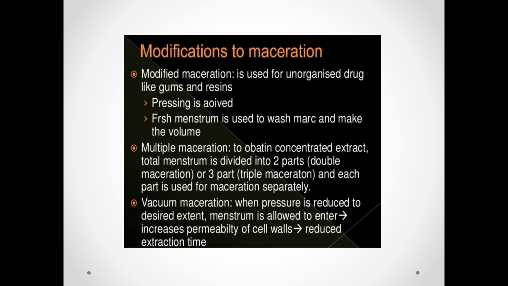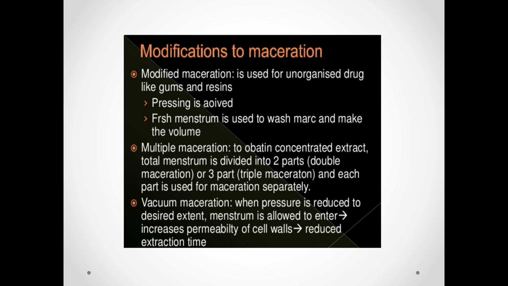The third one is modification of maceration, in which we modify the maceration process by using different aids. It is used for unorganized drugs like gums as well as resins. So pressing is avoided in this modification of maceration, and fresh menstruum can be used to wash the marc as well as make up the volume. Then the next point is multiple maceration, in which to obtain a concentrated extract, the total menstruum is divided into two parts, that means double maceration, or three parts, that means triple maceration, and each part is used for maceration separately.